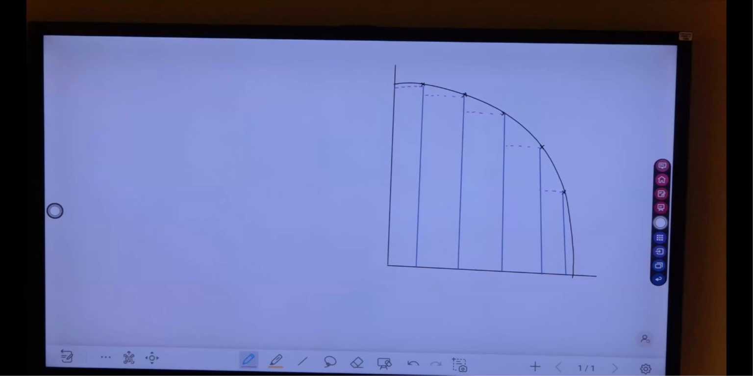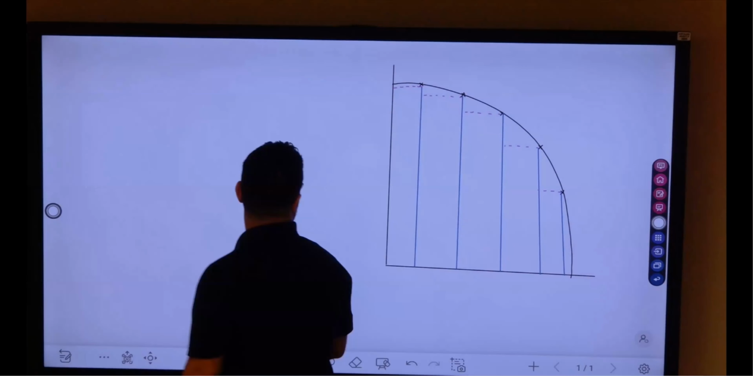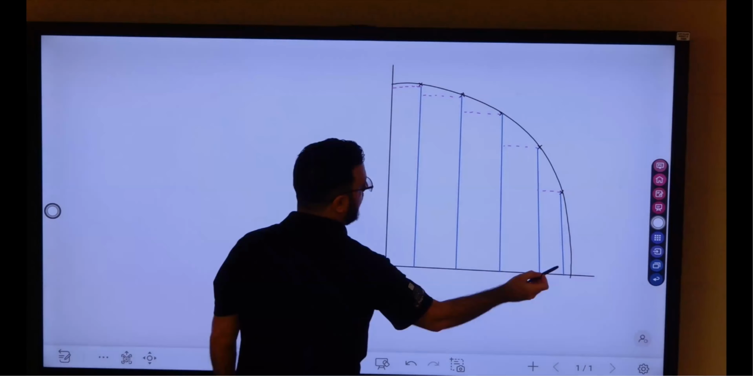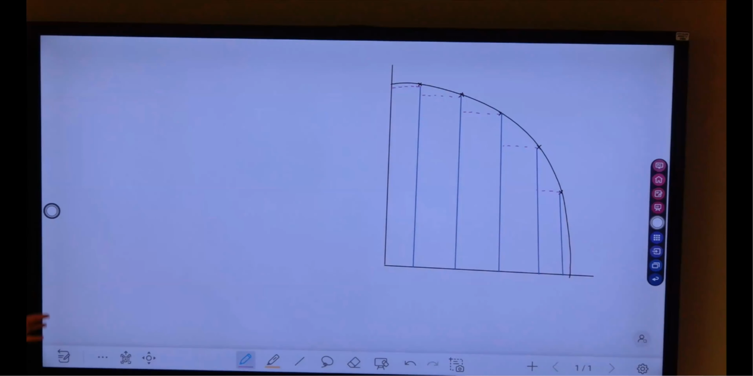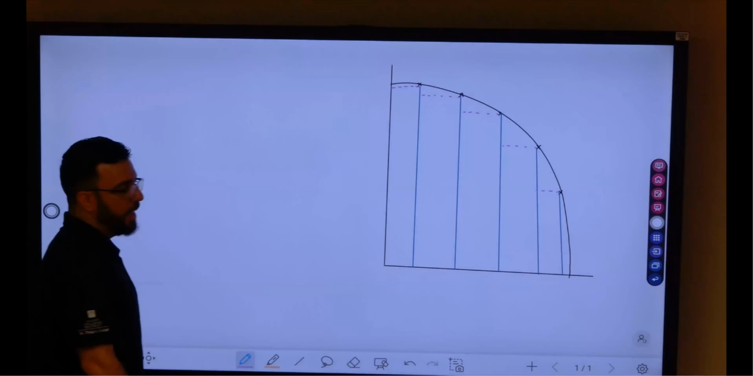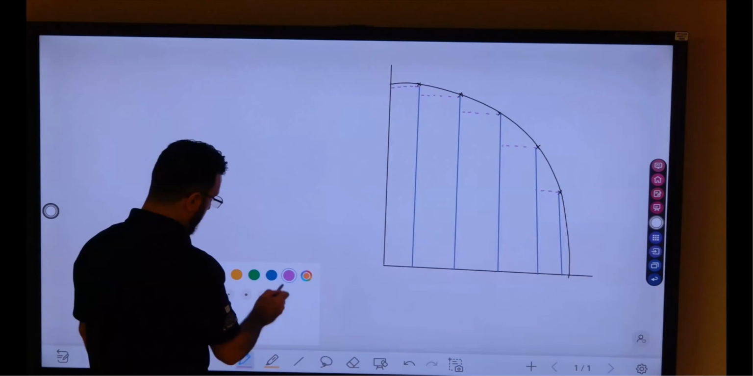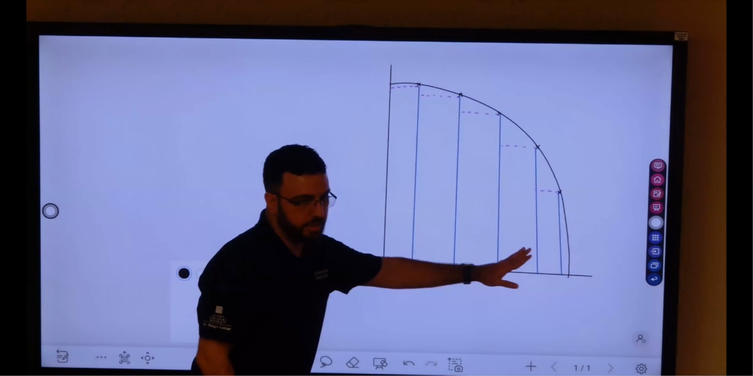On the first day, we need to find the area between a line and a curve. Here's the line and here's the curve. So we say, okay, we're going to divide the area into rectangles. Now tell me, you can divide the area into rectangles. So how many rectangles can you see? 1, 2, 3, 4, 5. Let's say we have 5 rectangles.